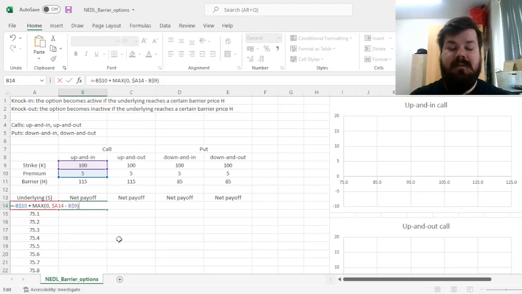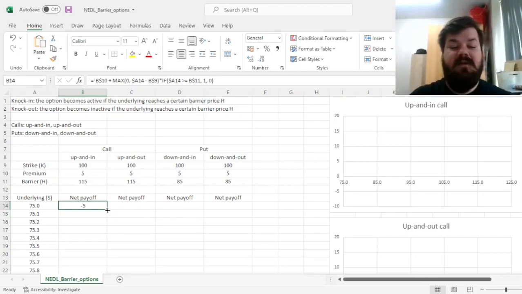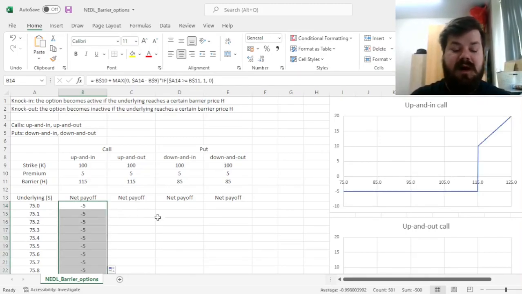However, in case of the barrier options, we would only be able to exercise that if the option remains active. For the up and in call option, we would have this opportunity if the underlying price is at or above the barrier, meaning that we have to multiply it by the IF function, and the condition would be that the underlying price is at or above, so greater or equal to, the barrier. Again, lock in the row for the barrier and the column for the underlying price. If that's the case, then 1, and 0 otherwise. Then we can enforce this payoff structure throughout the range of our underlying prices.